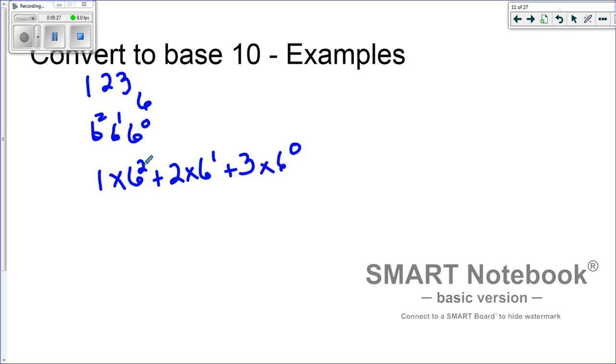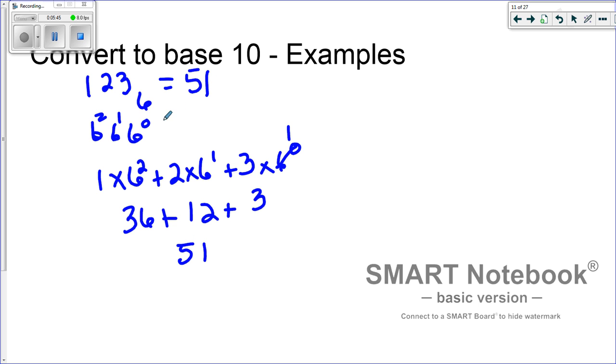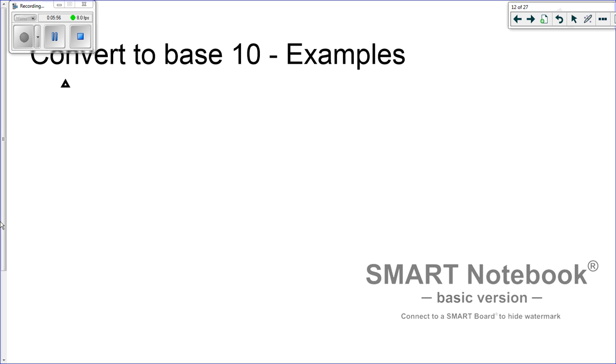So 6 to the second is 36, 6 squared, and we only have one of those, so that's 36. 2 times 6 is 12. And again, anything to the 0 is 1, so that's just 3 times 1, which is 3. So when I add that all up, I get 51. So 1, 2, 3 base 5 was 38. 1, 2, 3 base 6 was 51. So it depends on what the base is, what the number is going to be equal to. Okay, so let's try one more example.